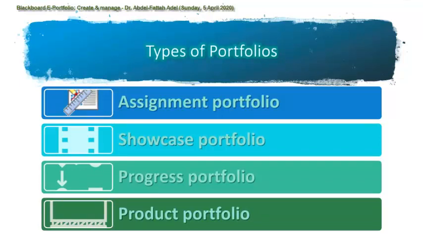It can be a progress portfolio. You are working on a big project and you want to show, or be able to follow, when you started, where you are now, and what you are going to do. Or it can be a product portfolio. You have produced something, for example, you have published a book, and you want to make a portfolio for this book: the content, the main ideas, whatever, some reviews that have been published about this book. So these are the types, and we are going to focus today on the assignment portfolio.